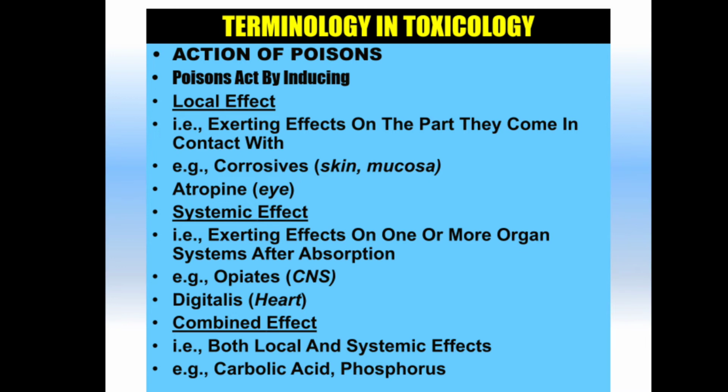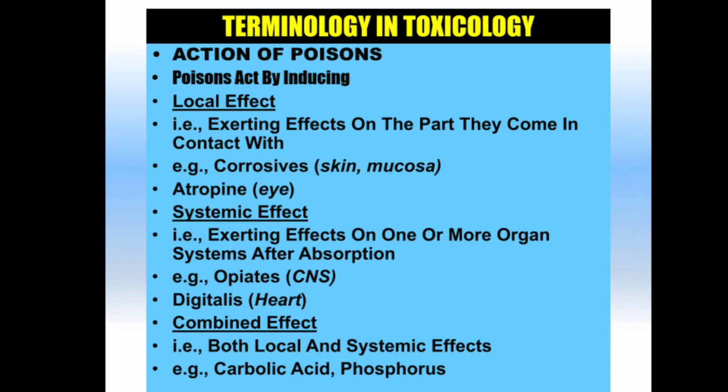Like, for instance, you have examples like acids, which come under corrosives, which act mainly on the skin or mucosa. They are rarely absorbed systemically, so you don't have much by way of systemic features. Then there are drugs like atropine. You instill it in the eye and you get various kinds of manifestations. So these are xenobiotics with mainly local effects, as opposed to those which have mainly systemic effects.